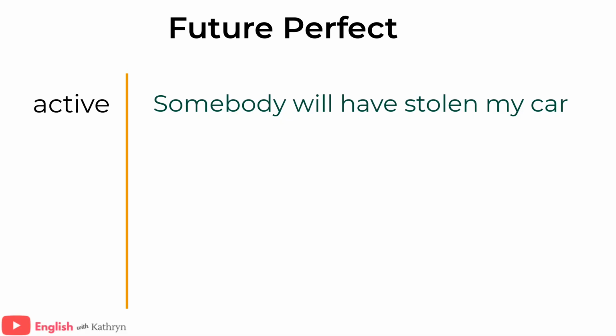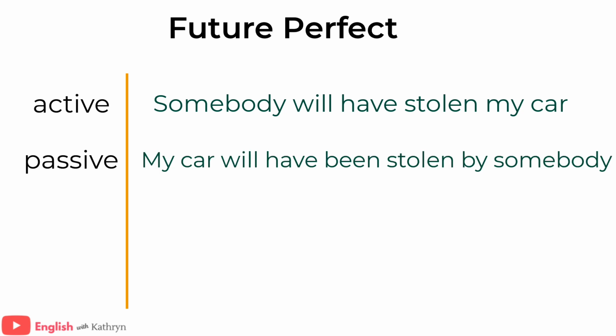And the last one, the future perfect. Somebody will have stolen my car. In the passive form, we have: my car will have been stolen. My car will have been stolen by somebody. Okay, it's not a tense that we would use very often in the passive form, but it's definitely possible.